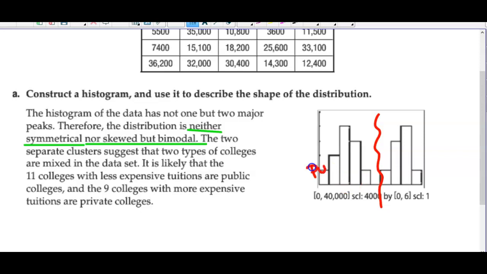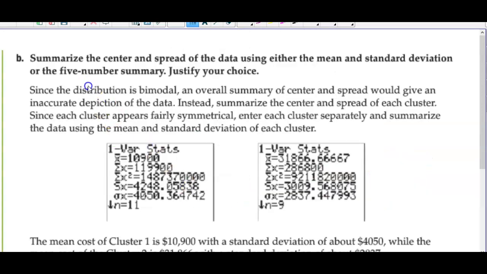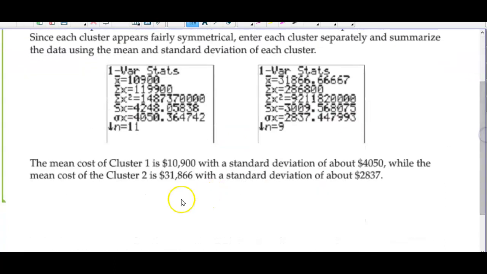I'm thinking these would be like public universities and these would be private colleges or private universities. They would have significantly greater costs involved. All right. So since the data is bimodal, an overall summary of center and spread given each is inaccurate, so it would be better to separate it.